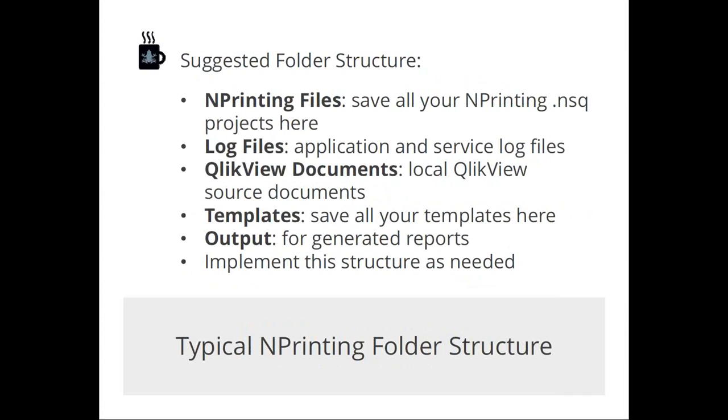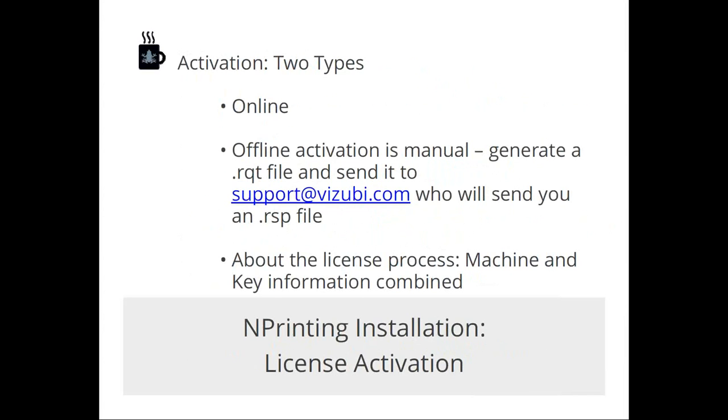Okay, so let's start diving a little lower from the 50,000 foot level, and let's drop down to 40,000 feet here. We're going to talk at a high level about the suggested folder structure, and when we come into the development, I'll show you what that actually looks like. But I do want to talk about activation. There are two types of activations with NPrinting at the moment.